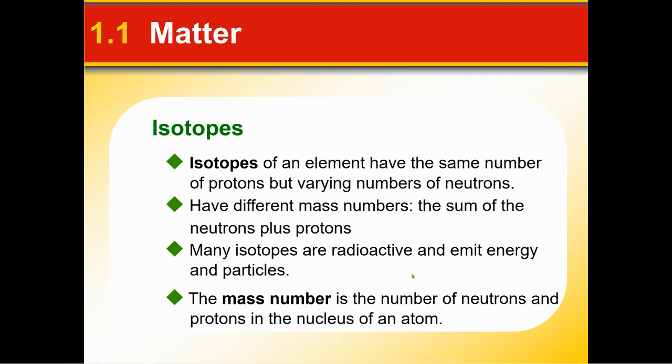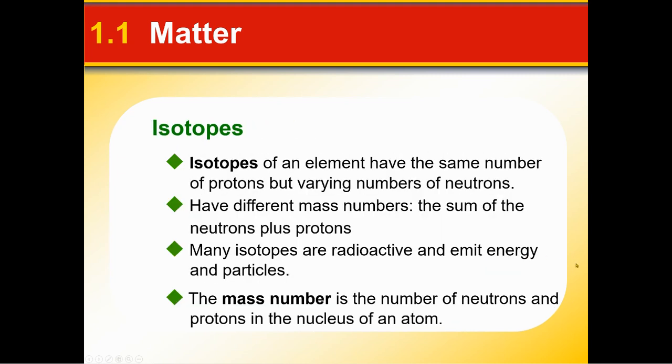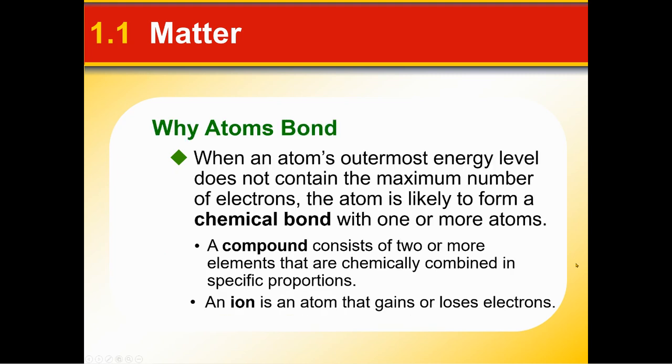Carbon-14 has 2 extra neutrons. They always have 6 protons, but carbon-14 has two extra neutrons. Carbon-12 has 6 neutrons. Many isotopes are radioactive and emit energy and particles. And the mass number is the number of neutrons and protons in the nucleus of an atom.